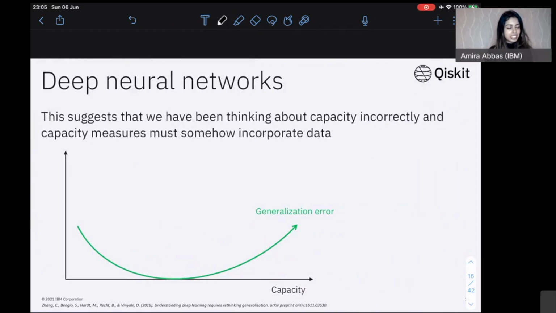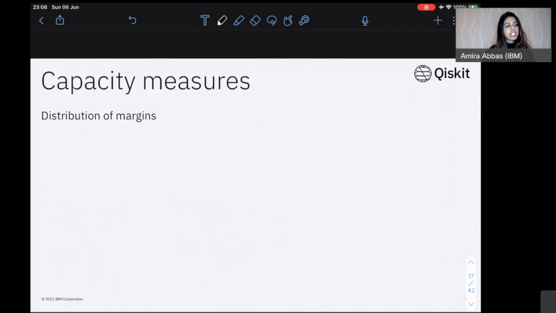So this suggested that we have been thinking about capacity incorrectly. Initially, we started to think about capacity as relating to the size of our model. The bigger our model, the more parameters, the higher the capacity. But the fact that the generalization error performance is affected by the data set, like creating these spurious correlations or spurious relationships, suggests that capacity should somehow incorporate the distribution of data. So a next attempt by the classical community was to look at something called the distribution of margins. And if you remember from support vector machines, the margin is simply, let's draw an example.